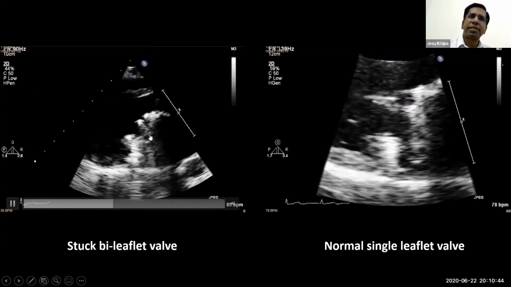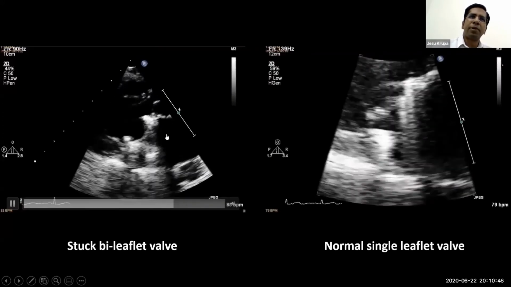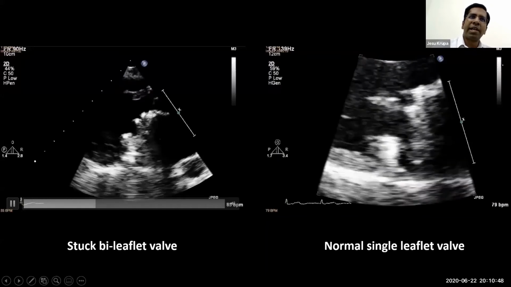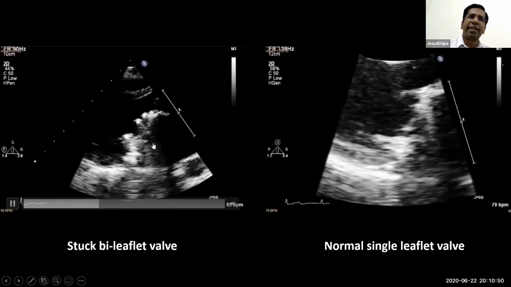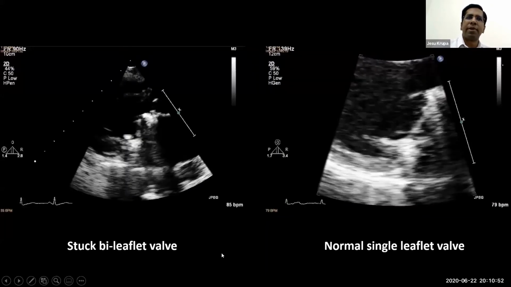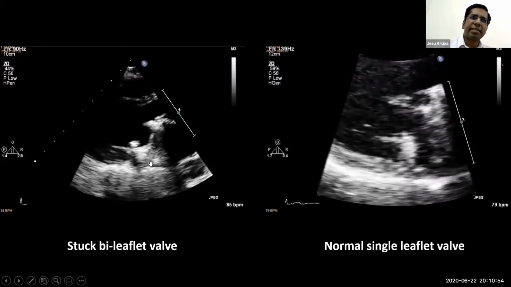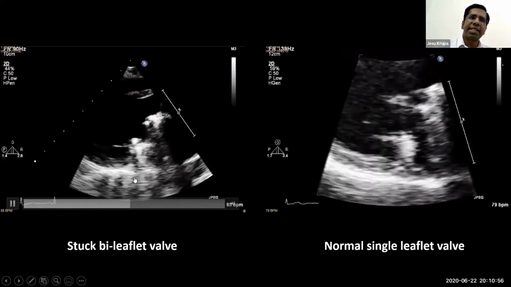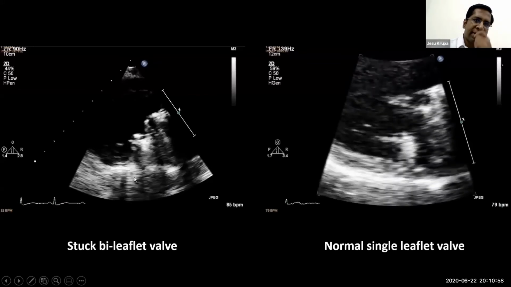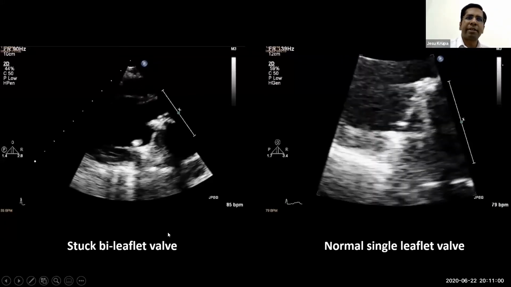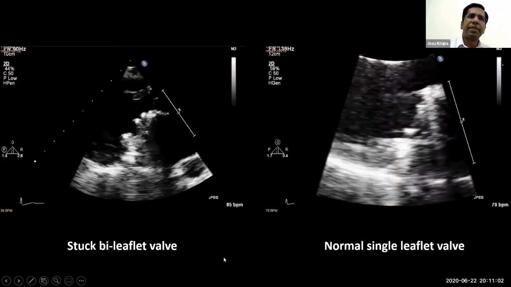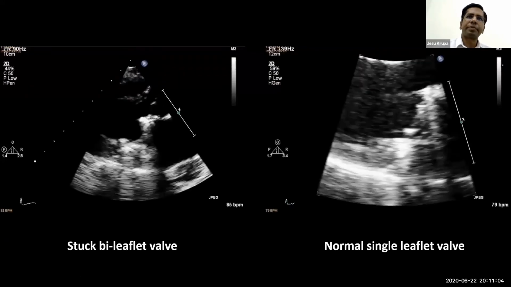These are two doors in one frame, out of which one is moving well and the other one does not seem to be moving well. And this is substantiated by increased turbulence and high gradients and all the other parameters that we just demonstrated.